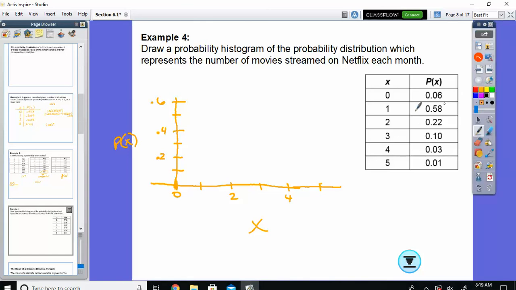So my first probability is 0.06 when my x is 0. When x is 1, we have 0.58. When x is 2, we have 0.22. When x is 3, we have 0.1. When x is 4, we have 0.03. When x is 5, we have 0.01. So you're just graphing those probabilities.